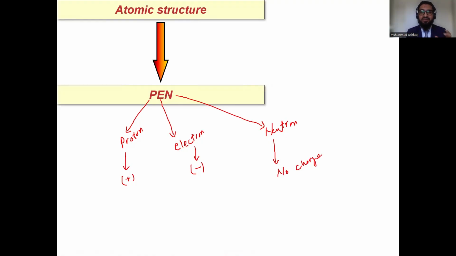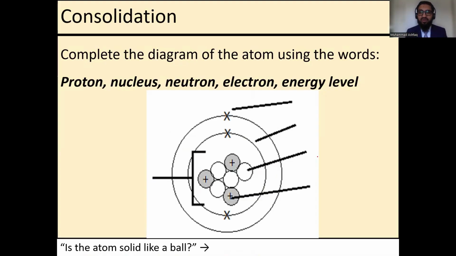So it's the simple way to remember this atomic structure and the subatomic particles, which we name as proton, P, positive; E, electron, negative; and neutral, or no charge. So you have only 1 minute. You can pause the video here and draw or label this diagram with the help of these words that I gave you over here.